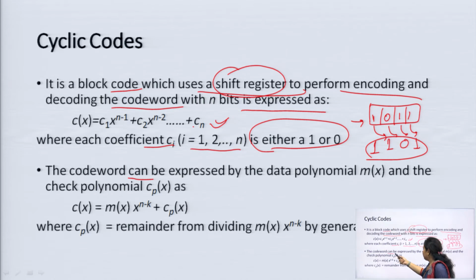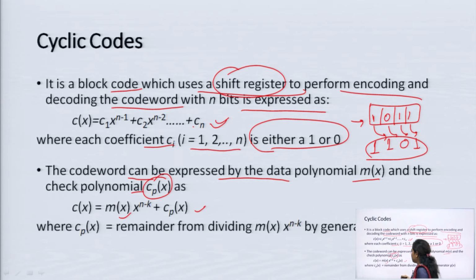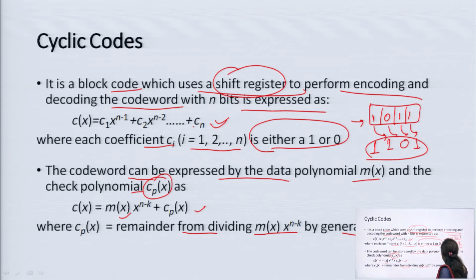The code word can be expressed by the data polynomial m x and the check polynomial, denoted by C P x, as C x equal to m x times x to the power n minus k plus C P x. What is C P x? C P x is the remainder from dividing m x times x to the power n minus k by the generator polynomial, denoted by g x.